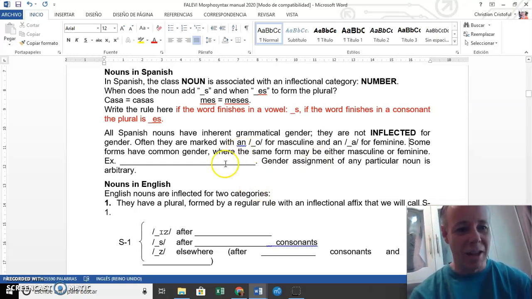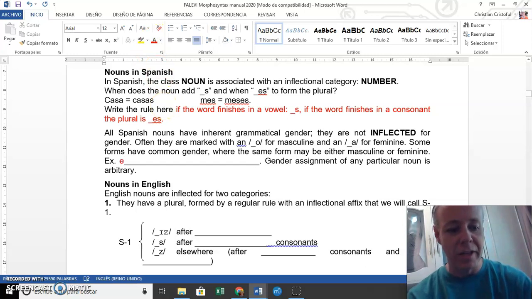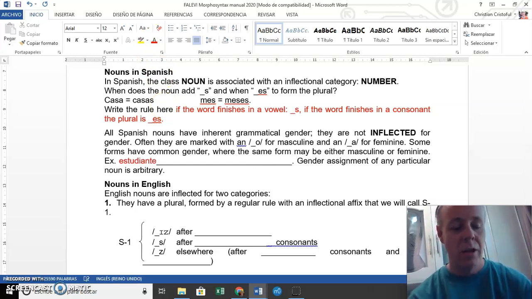Okay? So some forms have common gender, where the same form may be either masculine or feminine. Example of a word that is both masculine and feminine: estudiante. We don't say estudianta or estudianto. Okay? Why? Because there is no inflection for gender in Spanish. Remember, Spanish is not inflected for gender, only for number. Okay? And that has to do with the Spanish nouns.